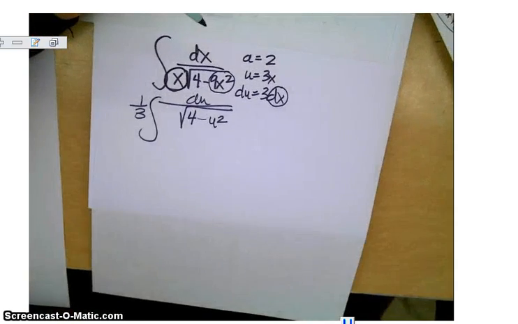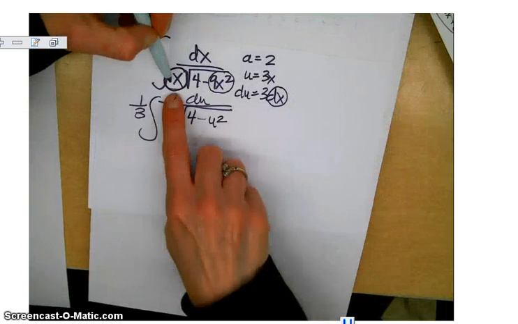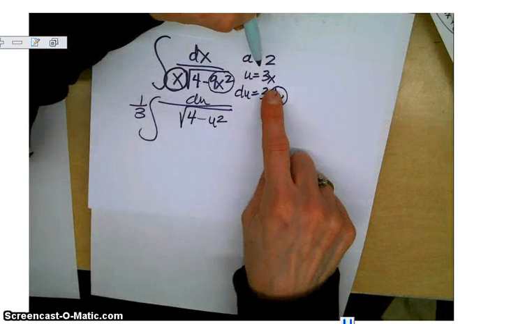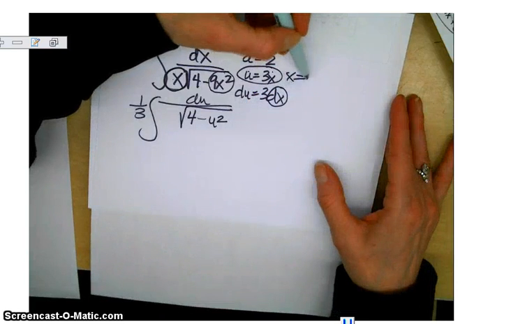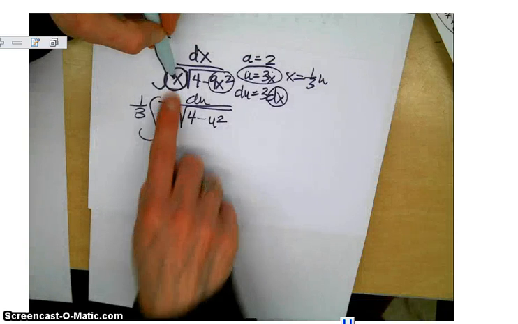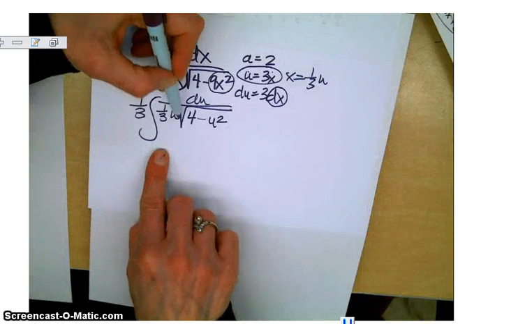X is 1/3 u. Okay, so that x, how did we get that? How do you get that x? U equals 3x and you divide by 3. Good. So x equals 1/3 u. So I'm going to replace this x with 1/3 u.